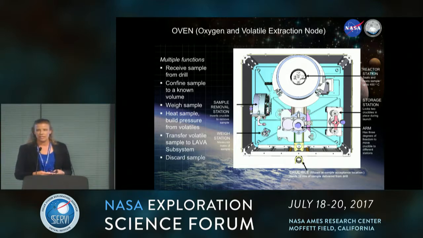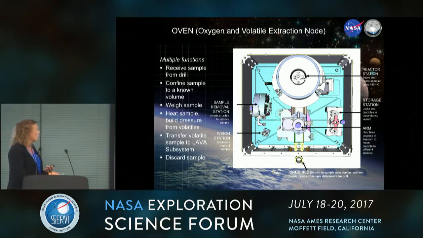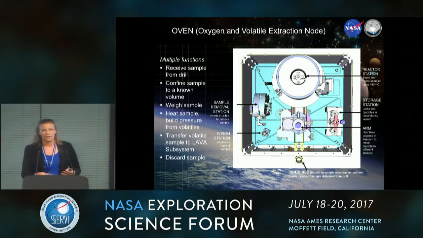The reactor seals it, heats it, and drives off the volatiles. Once we're done with the volatile analysis, we're able to dump the regolith, and we can actually reuse that crucible. So right now we have reusable crucibles in our system.